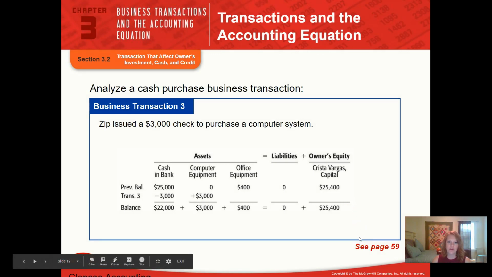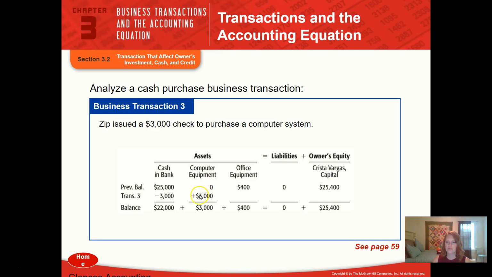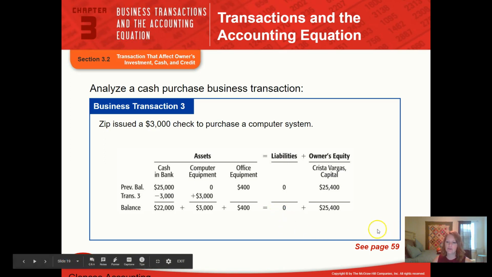Zip issued a $3,000 check to purchase a computer system. So this is an example of when only one side of the accounting equation is affected, because we paid for the computer system, but we actually gained the computer equipment. So computer equipment increased and cash and bank decreased, and if we were to add these up, it would still equal $25,400 on both sides of our equal sign. Again, guys, you're going to have lots of practice with these, so if you're feeling really stressed out about it, that's what's great about this video, you can come back and look at these. But these are all right in your book. You can see on page 59, that's where we're at in our textbook.